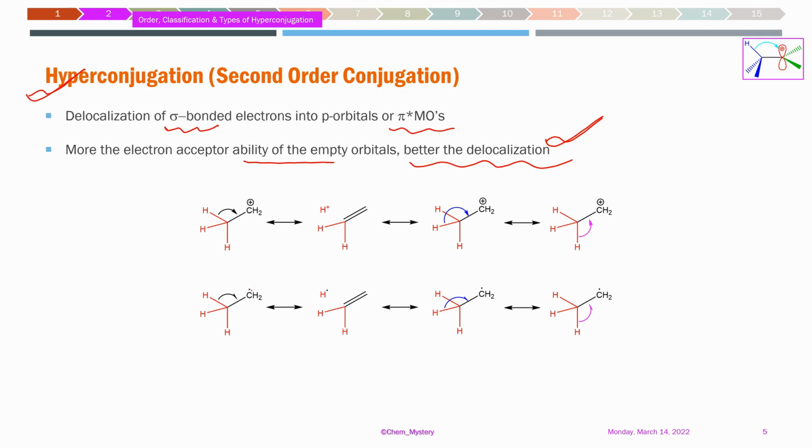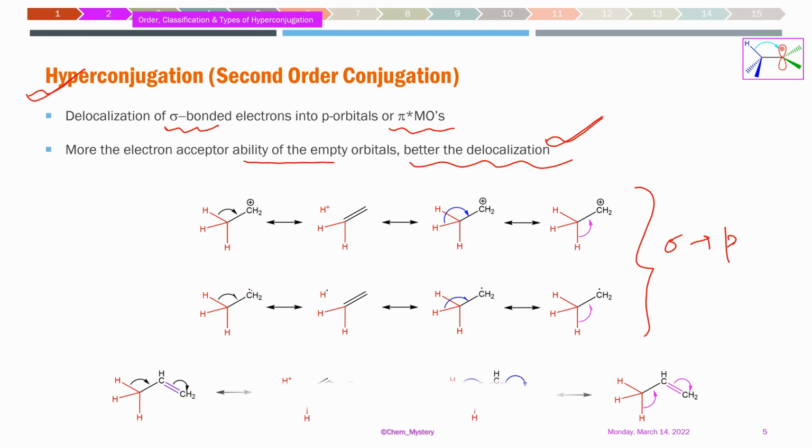Next case is where sigma bond electrons are going into the pi star antibonding molecular orbital. That kind of conjugation is also considered as the normal hyperconjugation or the second order conjugation. That's the case we are considering right now.